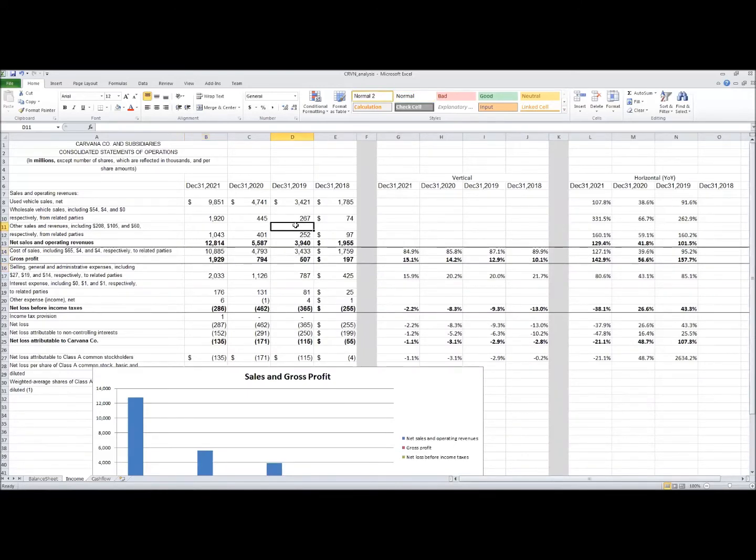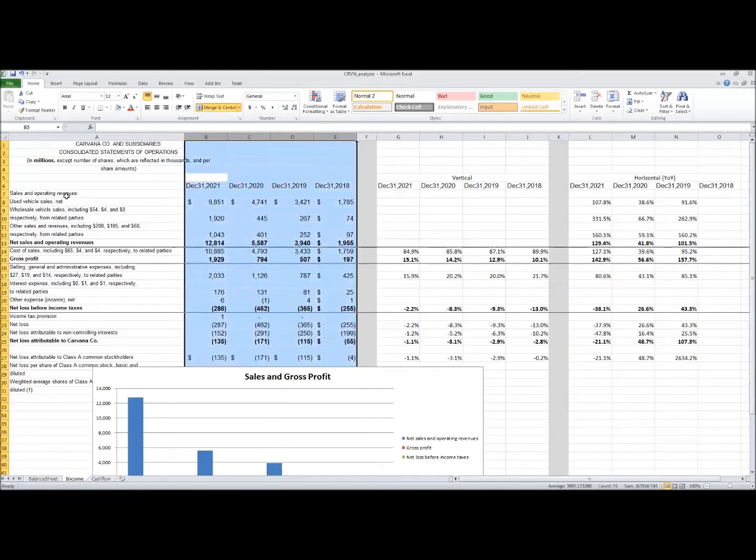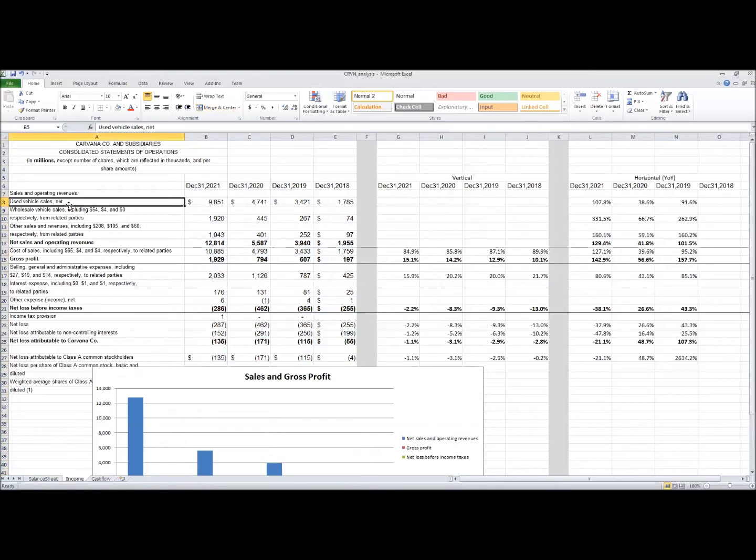All right, so the first thing that we can note is that here we are on the income statement. And so we have our revenues. Our total revenues, you can see on row 13, have been growing. So this is a high growth company. They went from 1.9 billion, to 3.9, and they're up to 12.8 billion. And they also have it broken out by different categories. So you have your used vehicle, and then you have your wholesale, and then you have some other revenues. So you can see it's high growth.